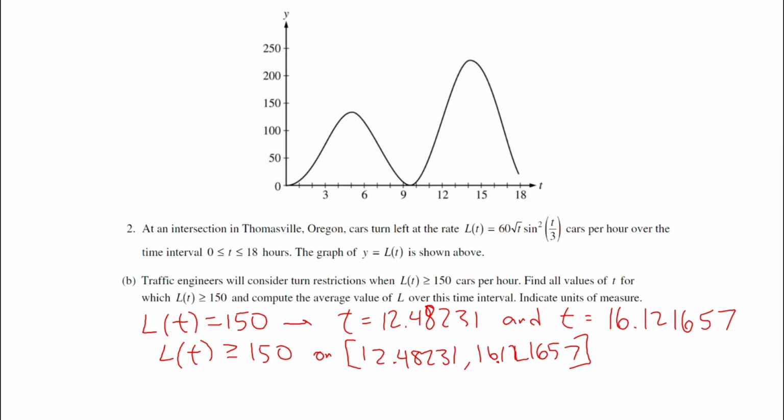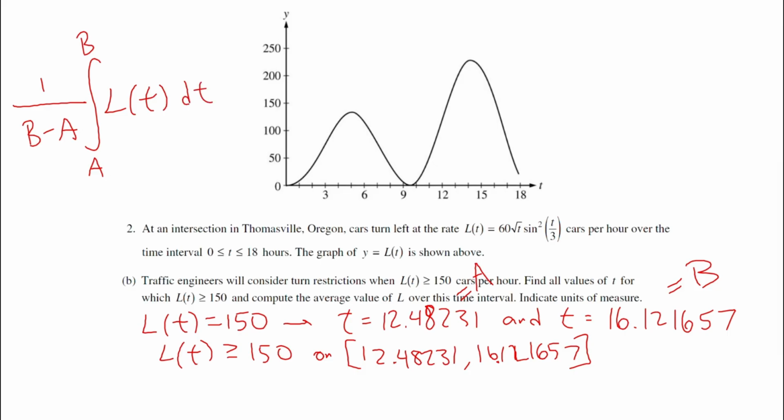Well, the average value of L is just 1 over b minus a. I don't want to keep writing these, and they usually do this in the scoring guidelines, so I'm going to call this A and I'm going to call this B, just so I don't have to keep rewriting these. So it's going to be 1 over b minus a times the integral from a to b of L of t dt.